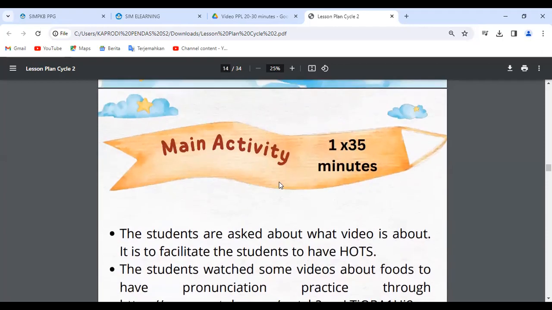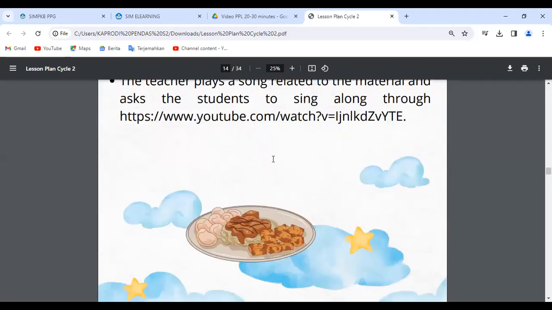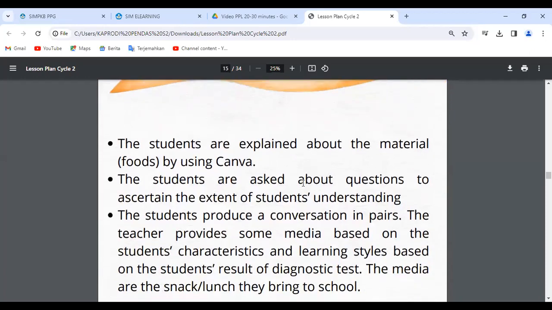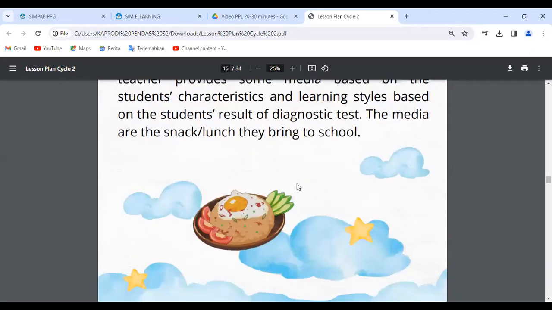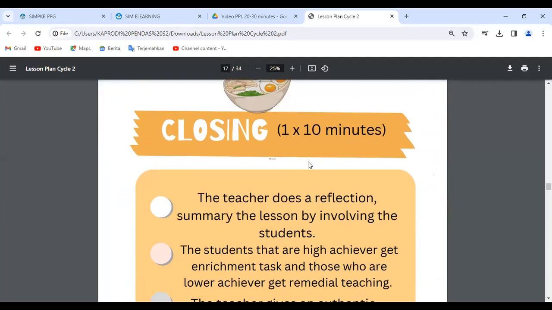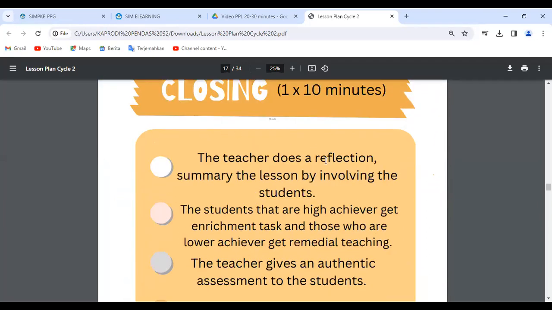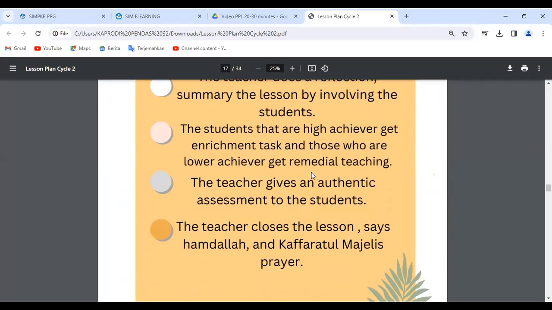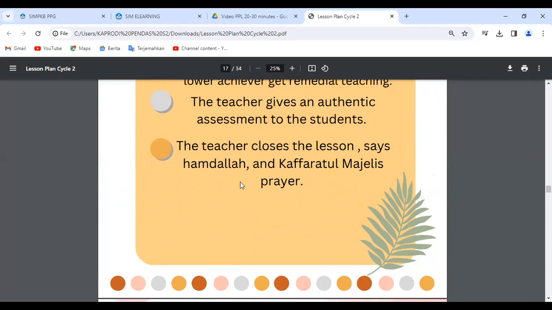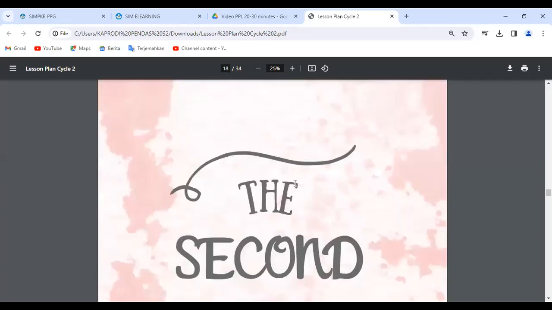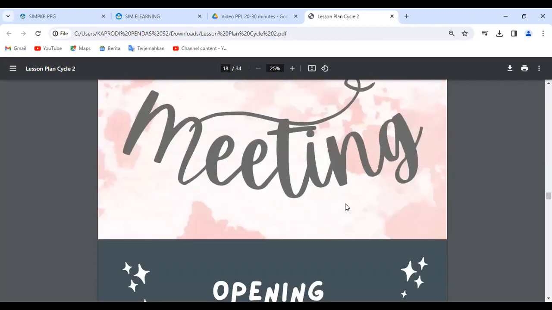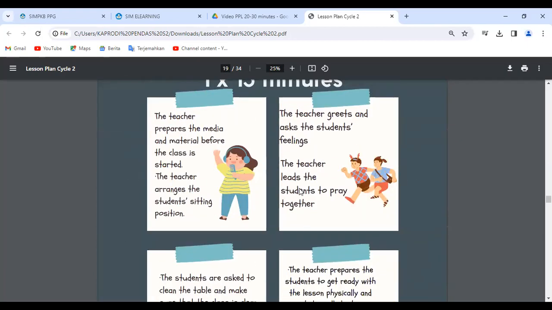And the next one, we can have a look at the main activities still here. We have the YouTube video on it, and then we have Canva on it, okay. And then closing consists of 10 minutes only. The teacher reflections, summary lessons, and then give an authentic assessment to the students, close the lessons, and then that will be the end of the first meeting. And then for the second meeting, it's pretty similar.